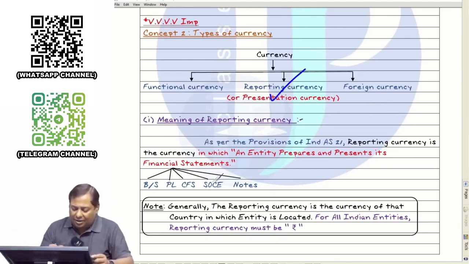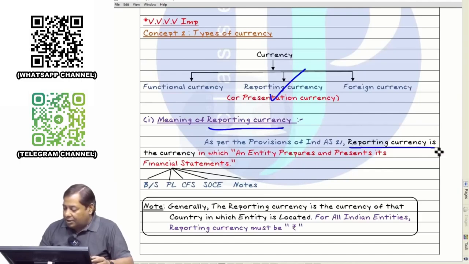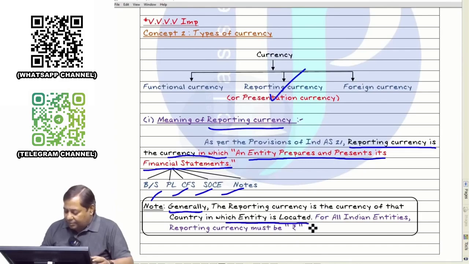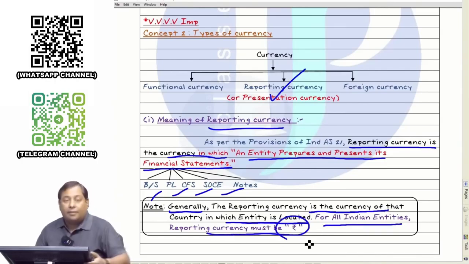Then we'll go to functional currency. See, first, the reporting currency is the currency in which financial statements are prepared. Generally, the country where we are located, that becomes your reporting currency. For all the Indian entities, the currency is rupees. Everything was written in simple language.